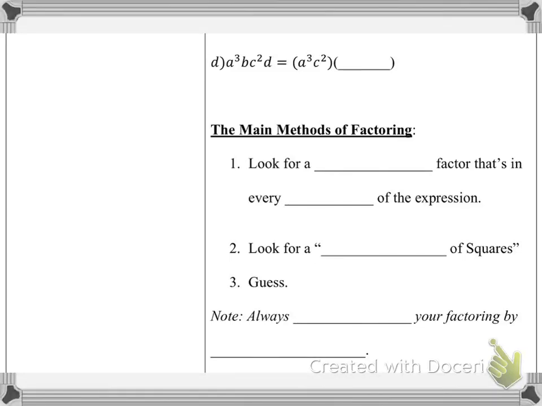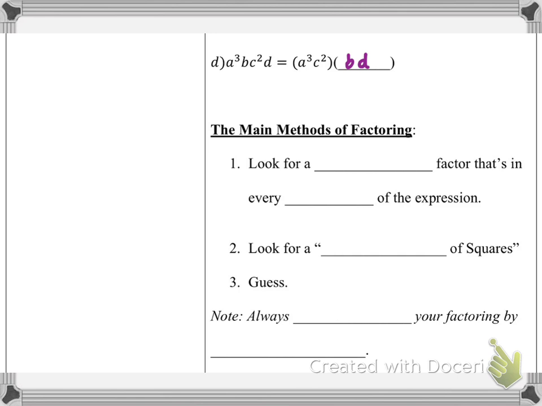Okay, let's look at D, last example in that section. A cubed B C squared D. You're given A cubed C squared. So what's missing? Well, B times D is missing, and there we have it.